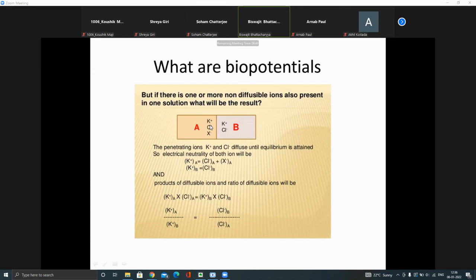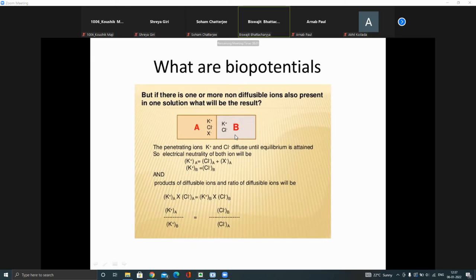The total number of potassium ions in solution A, that is the positive ion or cation, is equal to the total number of anions here, that is the total number of chlorine ions and the anion X. So the total number of K plus is equal to the total number of anions, Cl minus and X minus. So the number of potassium ions in solution A is higher than the number of chlorine ions. And in solution B, what happens? The total number of potassium ions must be equal to the total number of chlorine ions, the anions. They are equal because there is no such X ion present.